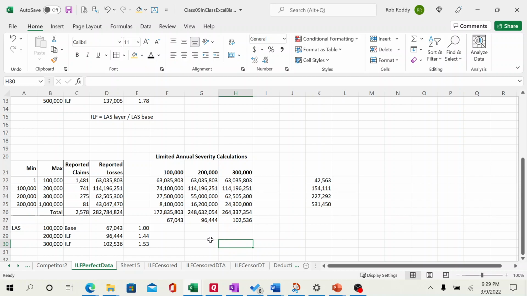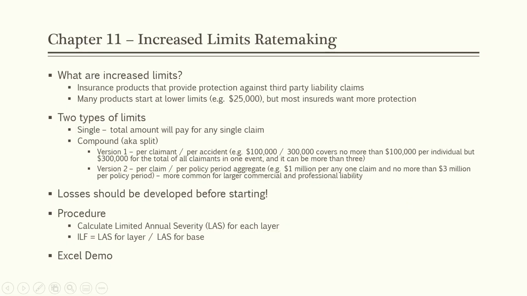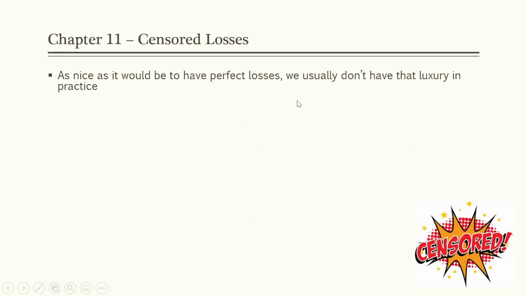So that's it for limited annual severity for this particular purpose. There is one more thing. I will just cover it really briefly. This is nice if you have all perfect data.